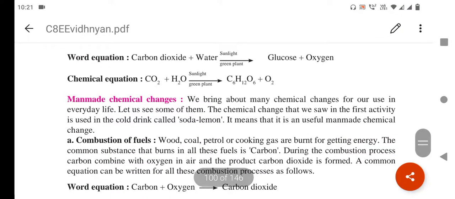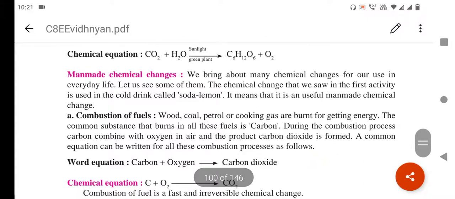Okay. Now man-made chemical change. We bring about many chemical changes for our use in everyday life. Let us see some of them. The chemical change that we saw in the first activity is used in cold drinks. The cold drink called soda lemon means that it is a useful man-made chemical change.